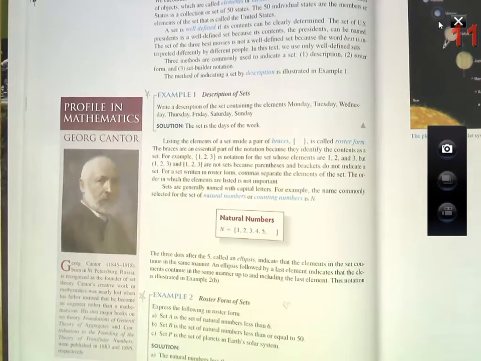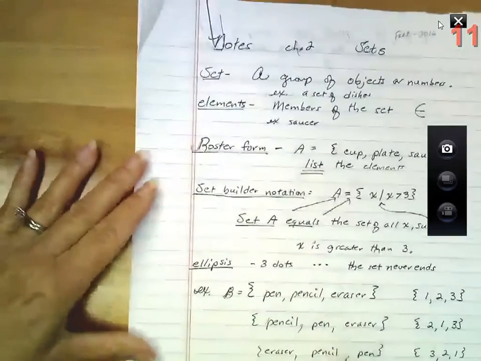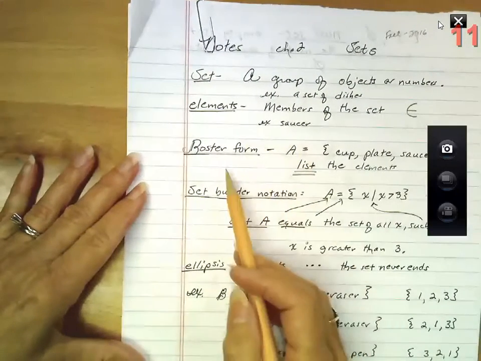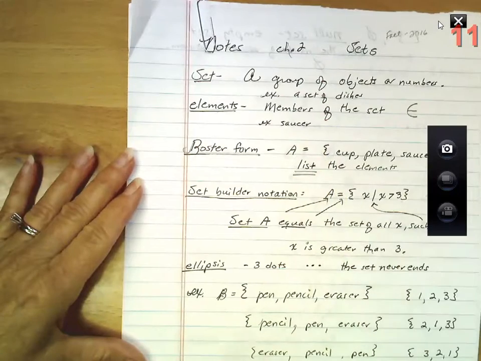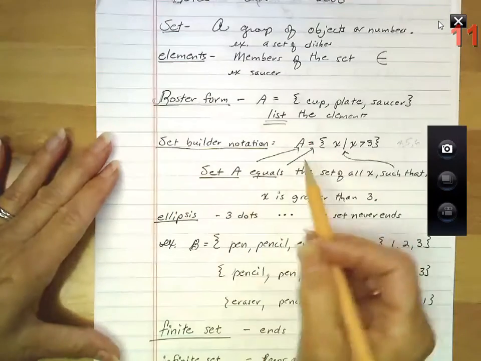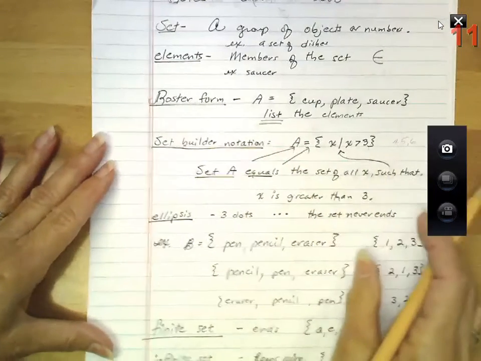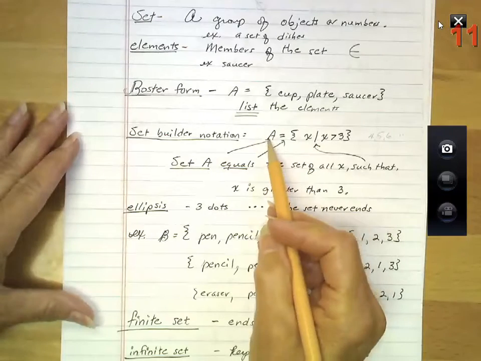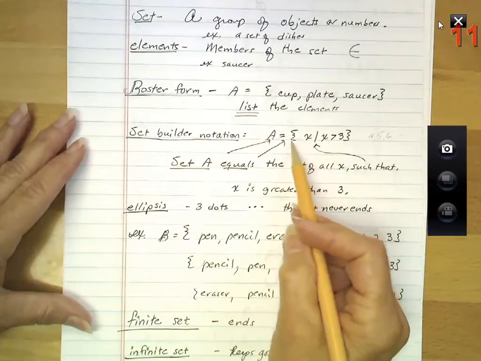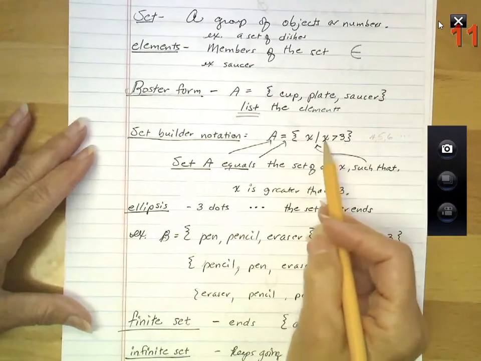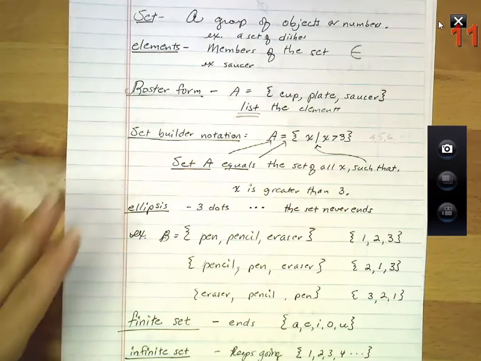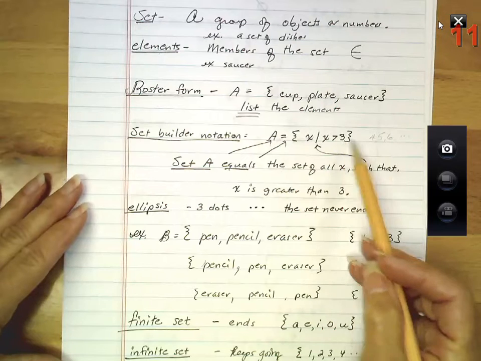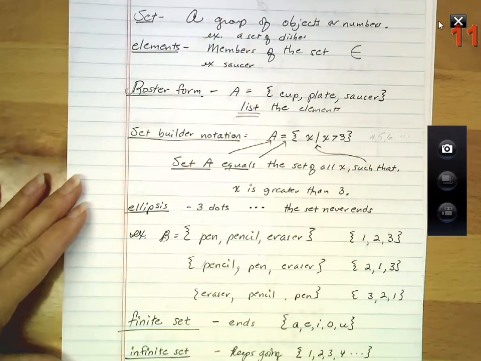Make sure you know all the words, like a set, elements. Elements are just the members. Roster form is when you just list them and put the little braces on the side. Set builder notation is when it looks like this, and you have to know how to read that. Set A equals the set of all x, such that x is greater than 3. And then you might have to say, well, what does that mean? That means numbers bigger than 3: 4, 5, 6, 7, and so on.